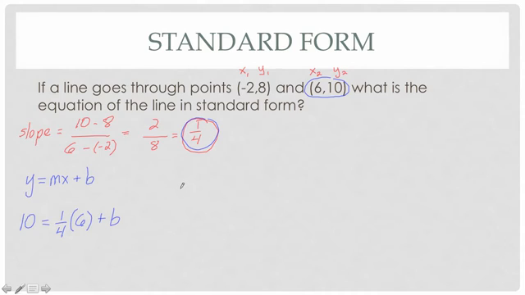And we can solve for b now. 6 times 1/4 is 6/4, or it's easier just to rewrite it as a decimal, which in this case is exactly 1.5. So 10 equals 1.5 plus b. If I subtract 1.5 from both sides, my y-intercept has to be 8.5. And we have the equation y equals 1/4 times x plus 8.5.